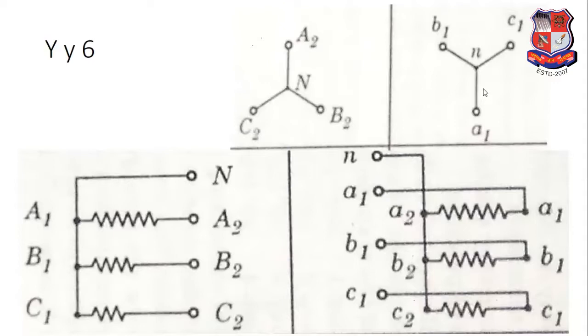Second thing, in 180 degrees, if you give input to A2, B2, C2, you have to take output from A1, B1 and C1. Keep this in mind. So after 180 degrees, if you take output from A1, B1 and C1, then the opposite ends A2, B2, C2 are connected to the neutral point. So this is your YY6 connection.